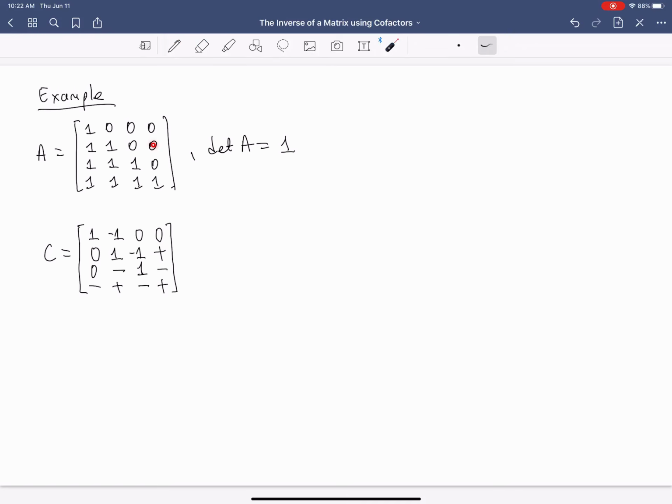Then I go to that position, right? Removing the column and the row. What I get is two columns that are equal. And so I get 0 for that determinant. Then we go here, removing the column and the row. I get that these two columns are the same, and so I get 0 as well. So this over here is a 0.